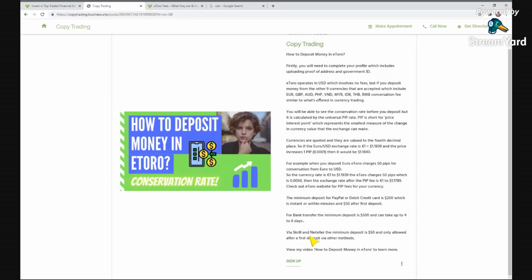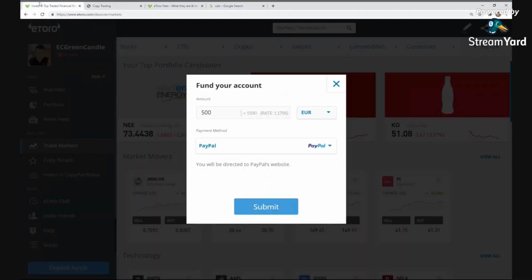So via Skrill or Neteller, the minimum deposit is $50, but you can only use these services after the first deposit through the other mediums, as I mentioned up here: bank transfer, credit card, debit card, etc., or PayPal. So just remember about that. Okay, and the only other thing is the maximum deposit per day on eToro is $10,000. So that's the maximum you can deposit in one day.